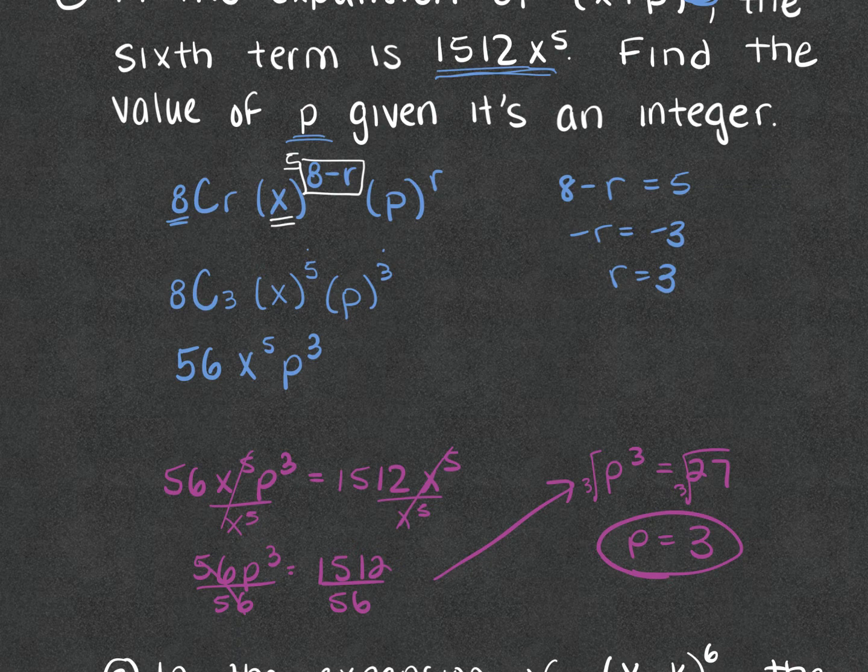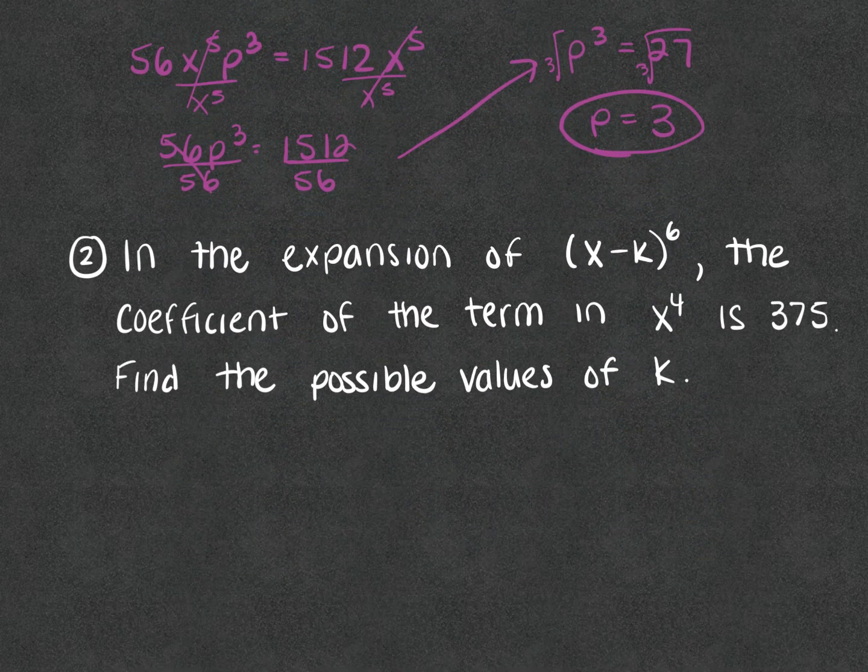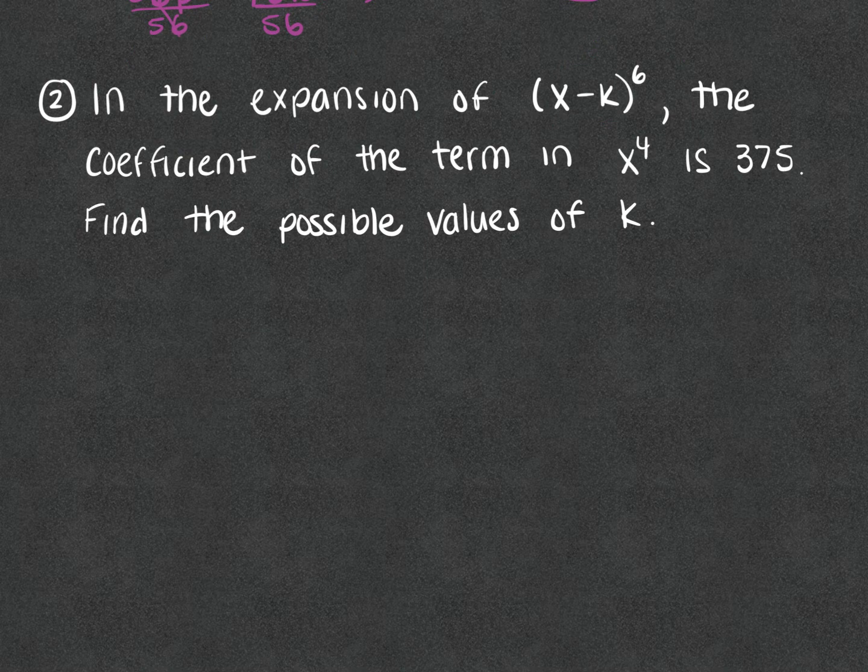Okay, let's do another problem like that. In this one, in the expansion of (x - k)^6, the coefficient of the term in x^4 is 375. Another way you could write this is saying that there's a term that equals 375x^4, and then it's just like the one we just did. And we want to find the possible values of k.